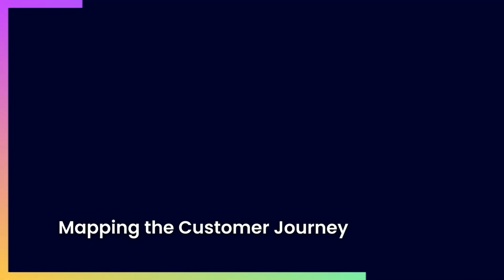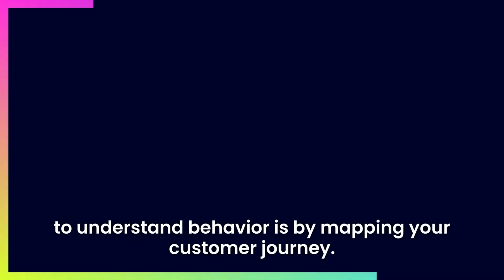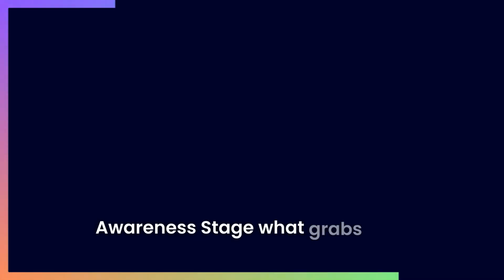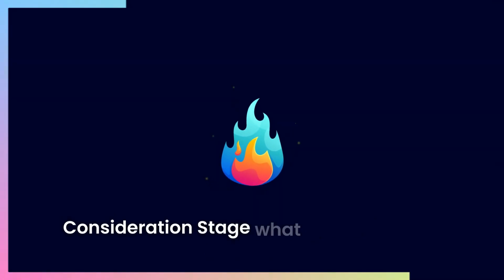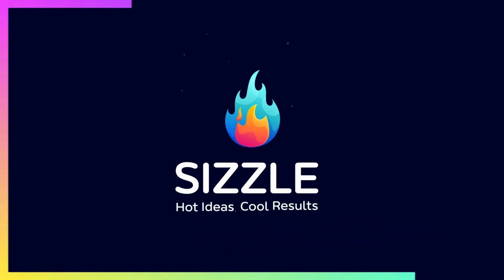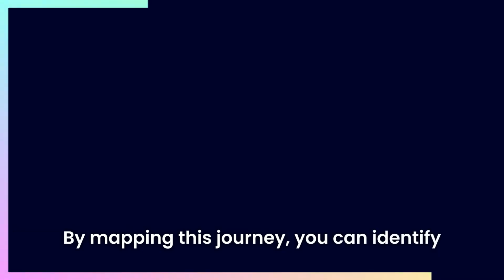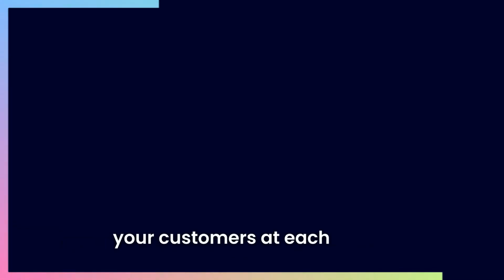Mapping the customer journey. One of the best ways to understand behavior is by mapping your customer journey. This means tracing every step your audience takes as they move from awareness to purchase, and even beyond, into loyalty. Awareness stage. What grabs their attention? Consideration stage. What information do they seek out? Decision stage. What ultimately convinces them to buy? By mapping this journey, you can identify friction points and opportunities to better support your customers at each stage.